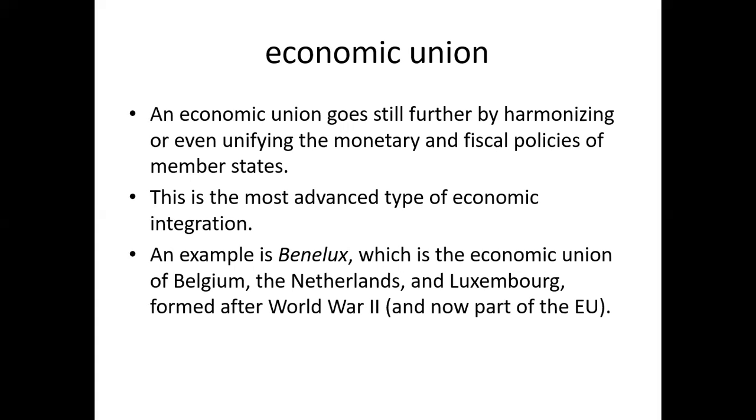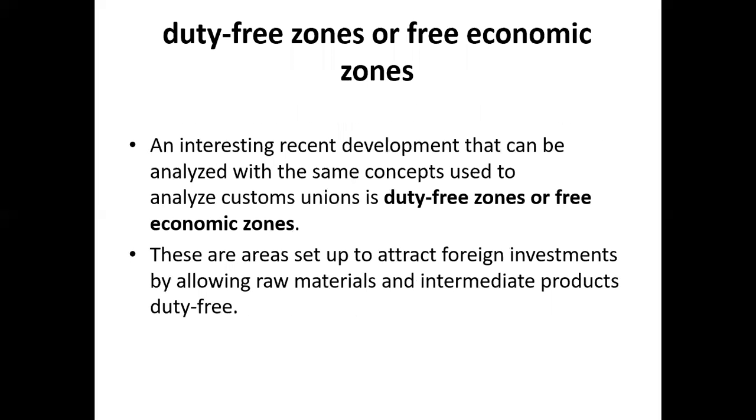That's the meaning. So an economic union goes still further by harmonizing or even unifying the monetary and fiscal policies of member states. This is the most advanced type of economic integration. An example is Benelux, which is the economic union of Belgium, Netherlands, and Luxembourg. This was formed after World War II and is now a part of the European Union. So this is a classic example of economic union.